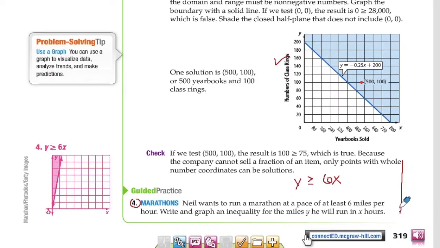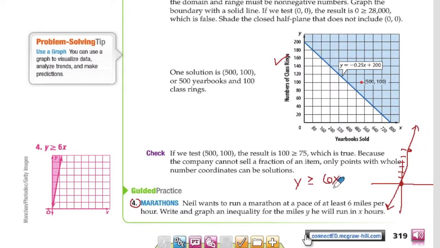In order to graph that, we have a y-intercept of 0, 0. Obviously, if he runs 0 miles, his pace is 0 miles per hour. But if I graph the next point, up 6 over 1, we have one more point that we can connect with a solid line.